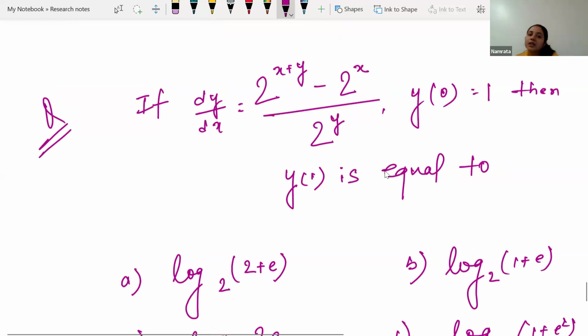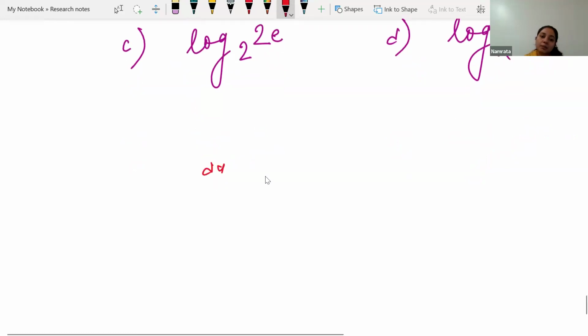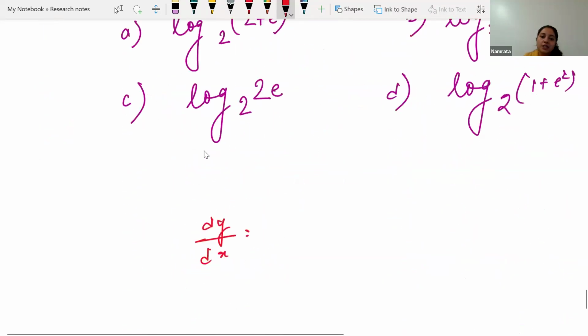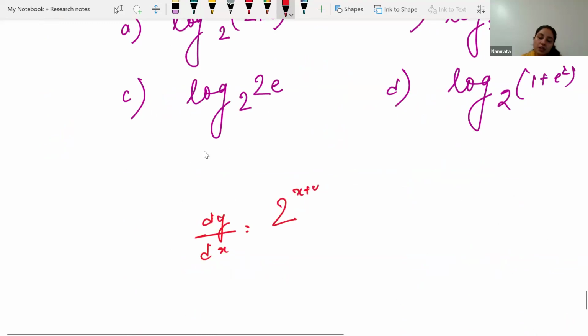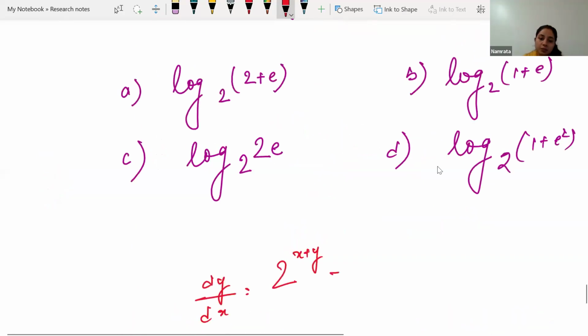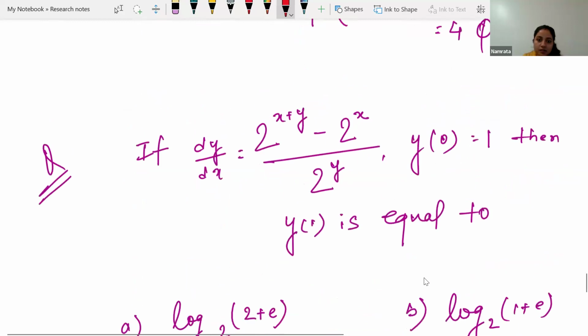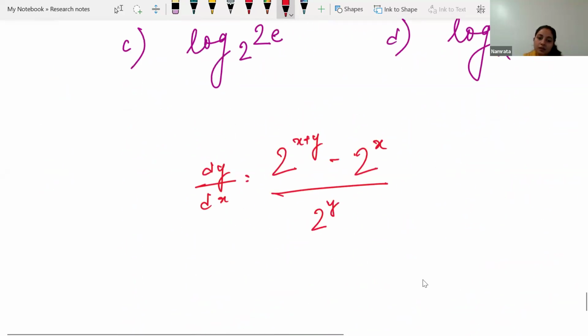dy by dx is given over here. We have to solve this differential equation. We will be doing the integration. Okay, let's see how we can do the integration over here. It is given that dy by dx is equal to 2 to the power x plus y minus 2 to the power x over 2 to the power y. This is what we are having.